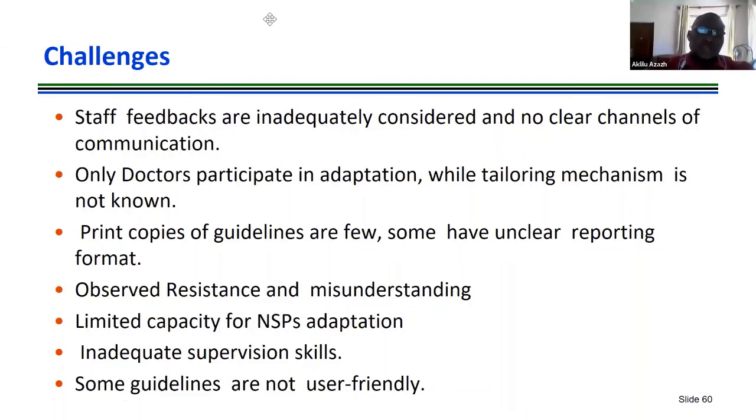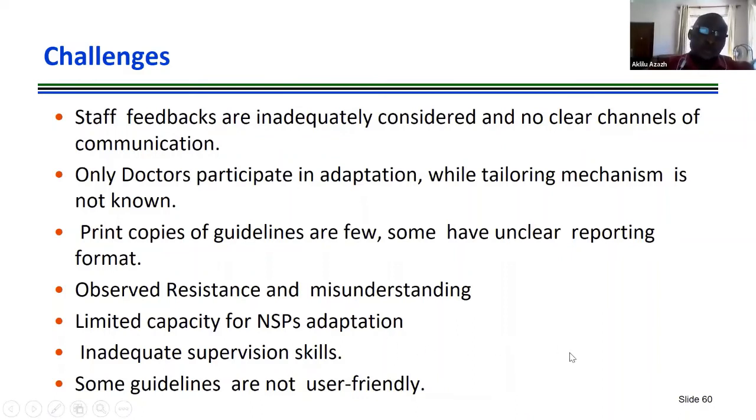We observe resistance and misunderstanding, particularly on some issues in guidelines. This is a normal problem and is resolved internally by explaining issues. The main issue concerns the reporting format, particularly in the guideline. The reporting format is very confusing and it causes a lot of resistance and misunderstanding.